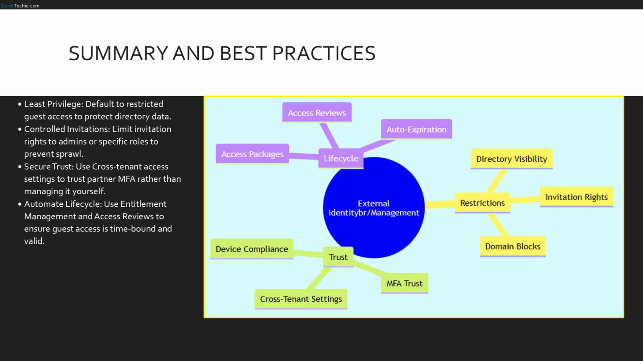To summarize, managing external identities securely requires a layered approach. First, enforce least privilege by restricting what guests can see in your directory. Second, control the front door by limiting who can send invitations. Third, leverage cross-tenant access settings to improve security and user experience by trusting compliant partner organizations. Finally, never let access live forever. Automate the lifecycle with entitlement management and access reviews to ensure that when the project ends, the access ends too.